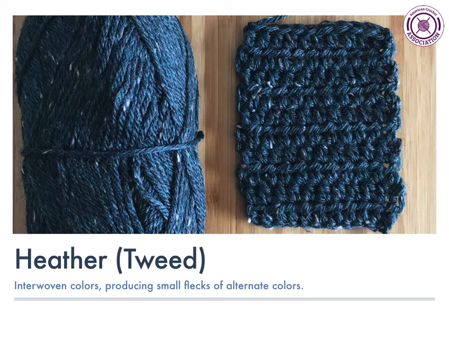Heather is essentially when you interweave colors and produce small flecks of alternate colors. Now, remember I said we're looking at each colorway, not only in the skein, but in a swatch. So that's very important, especially for some colorways, because how something looks in a skein can be completely different when you're actually working it up.